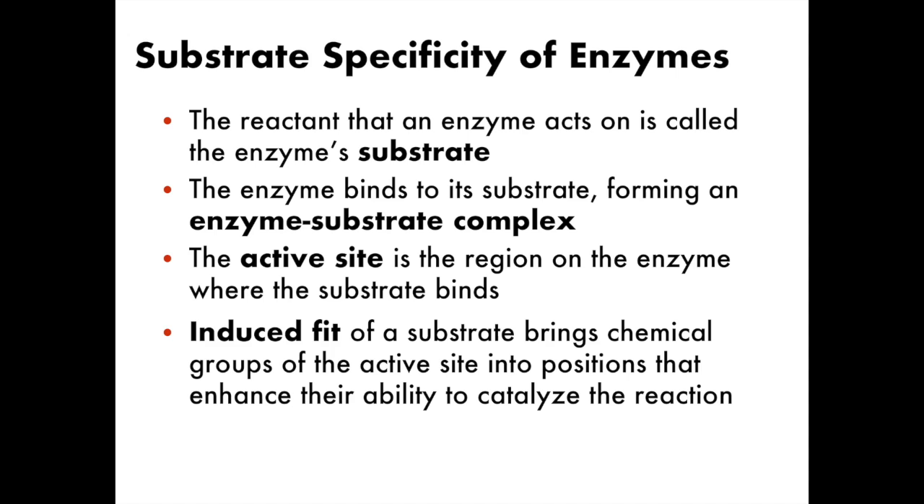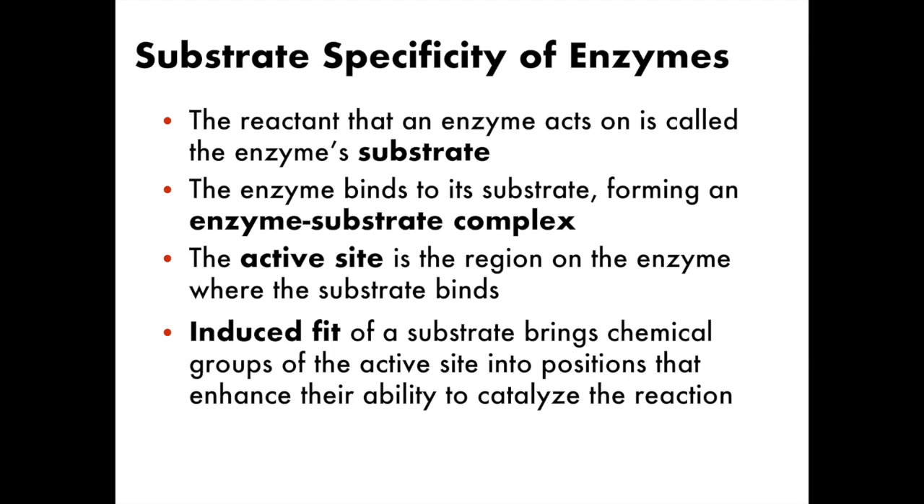So the initial reactants that are acted upon by an enzyme are called the substrate. The enzyme can bind to that substrate, forming what's called an enzyme-substrate complex. Enzymes are typically very large molecules, and it's not that the substrate can just bind to any old place on the enzyme. It has to find what's called the active site. The active site is where the enzyme actually physically binds to the substrate.